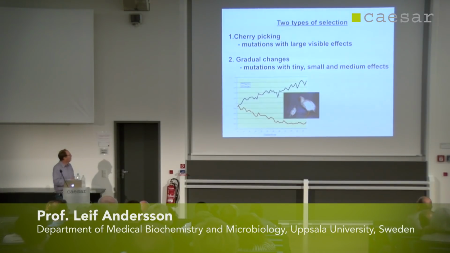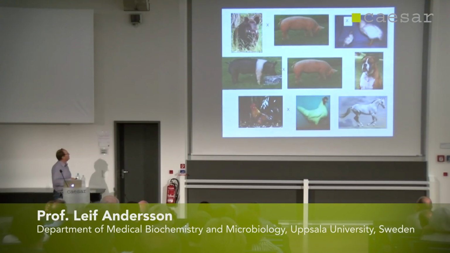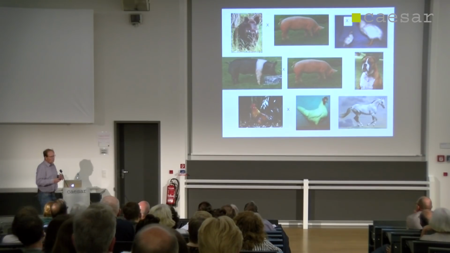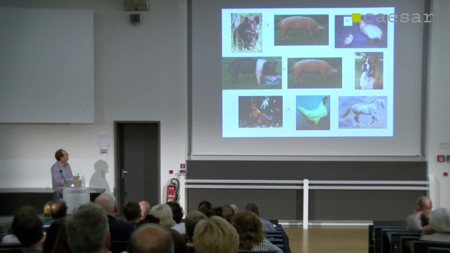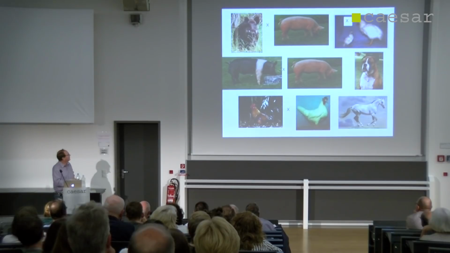And here this selection response is the effect of hundreds of genes which have each contributed with a quite small effect. So very different compared with this cherry picking, which is when we see something, we like it, and we keep those animals. This is an illustration of what I've been working on over the last 30 years. We have studied all types of domestic animals. We have crossed the wild boar with the domestic pig, in this case, and studied the segregation of genes in relation to phenotypes. These are the selection lines.